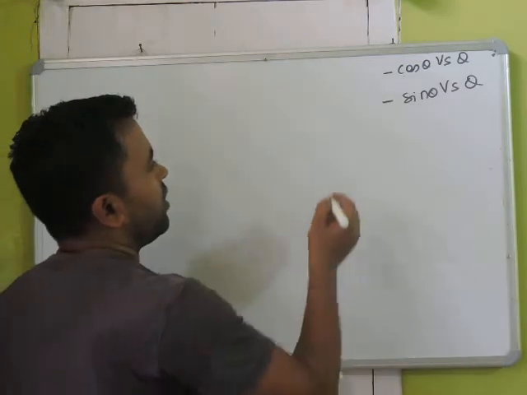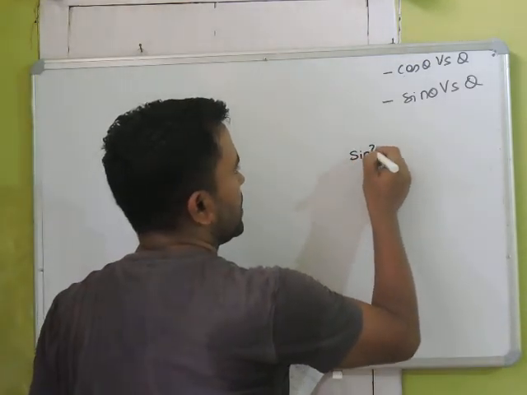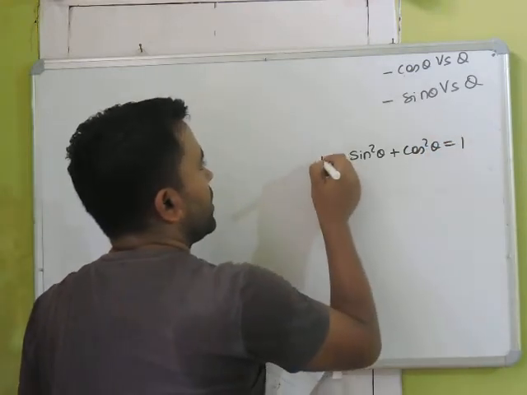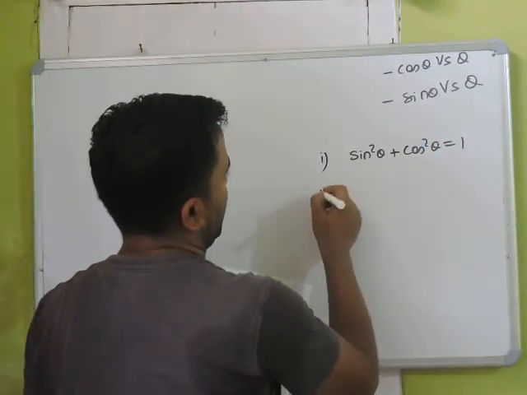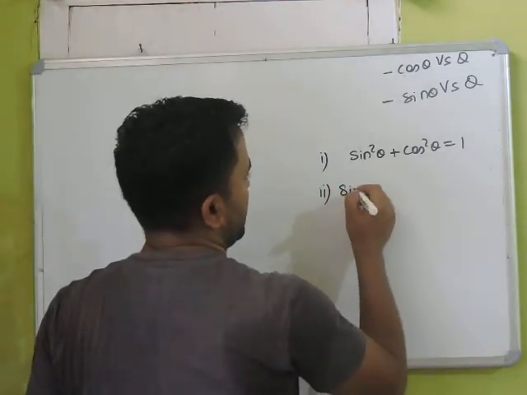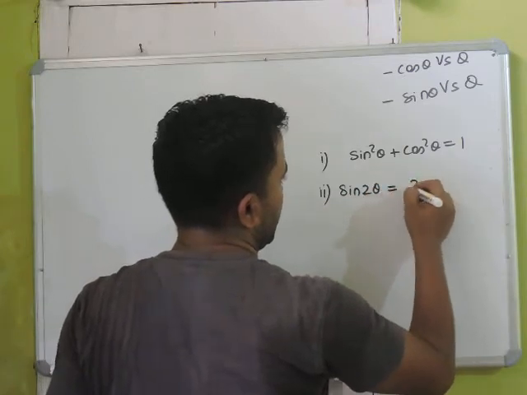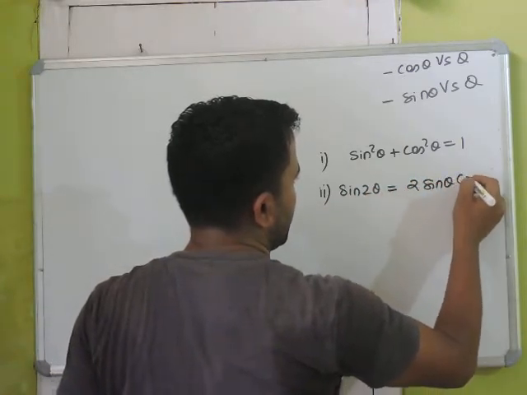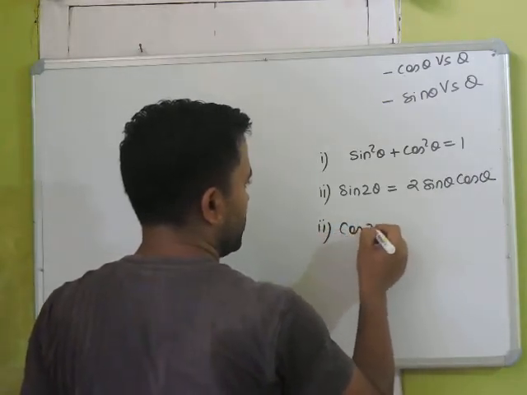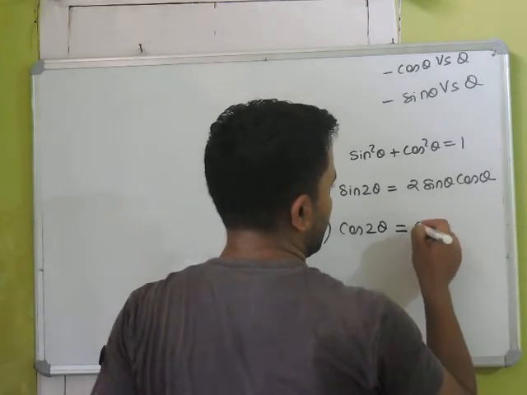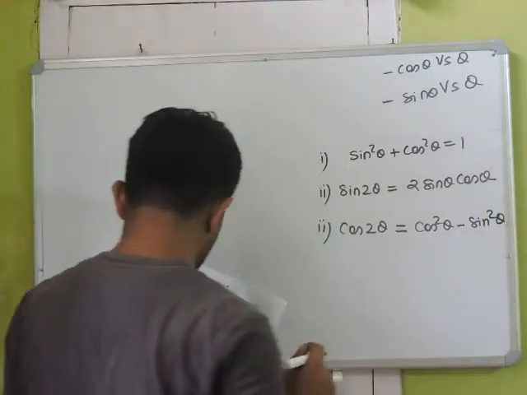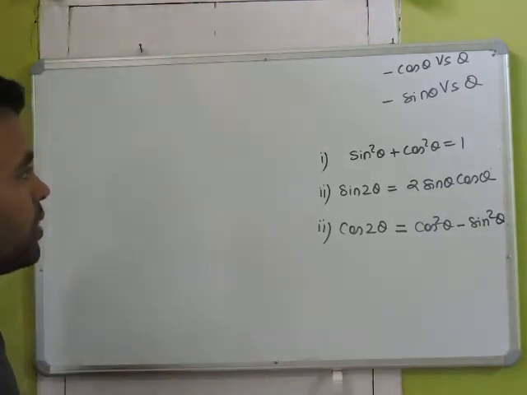You are all familiar with this one from old times: sin square theta plus cos square theta is equal to 1. Second, sin 2 theta, we write as 2 sin theta cos theta. Third, cos 2 theta is equal to cos square theta minus sin square theta. I'm not going to add any more than this.